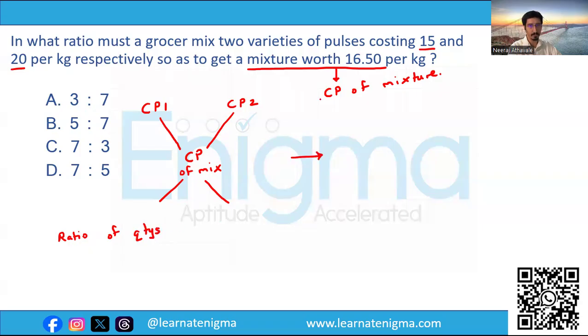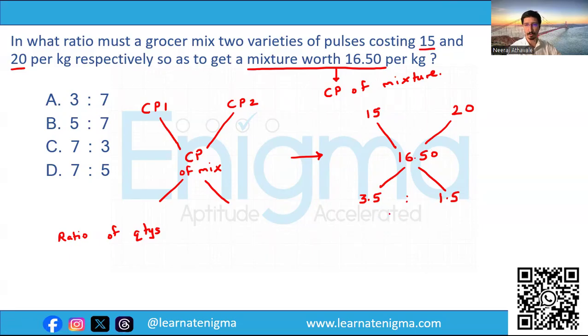So let's do it over here. The first cost price is 15. The second cost price is 20. And the cost price of the mixture is 16.5. So if we cross subtract, 20 minus 16.5 gives us 3.5, and 16.5 minus 15 gives us 1.5. So this gives us the ratio of the quantities.